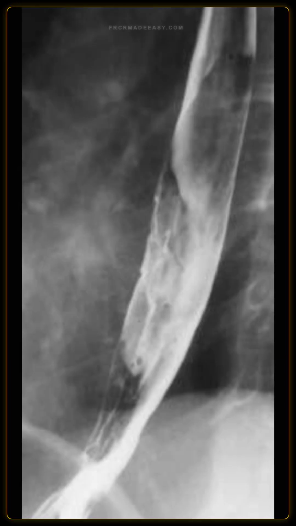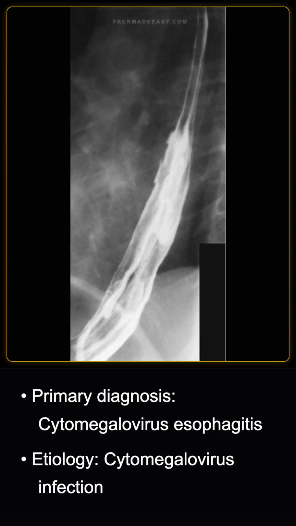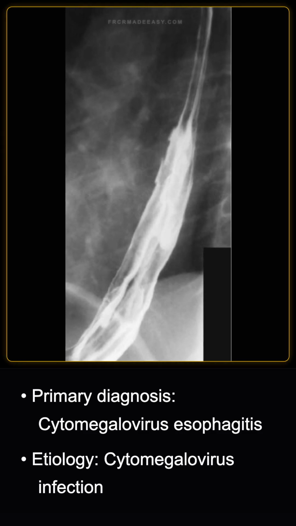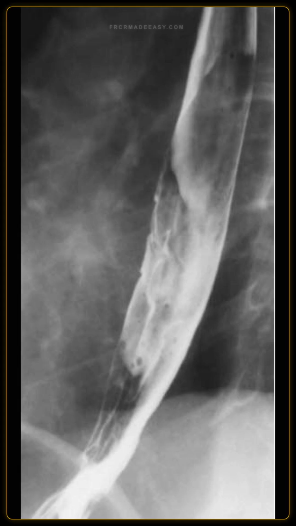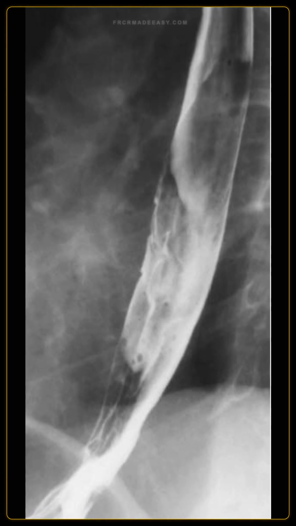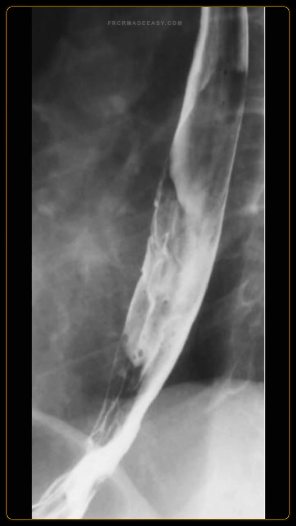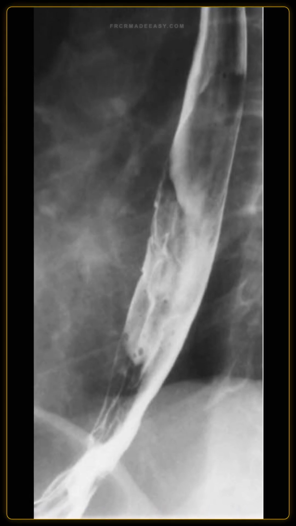What is your primary diagnosis? The primary diagnosis is cytomegalovirus esophagitis, also known as CMV esophagitis. Contrast the typical size and appearance of esophageal ulcers in CMV esophagitis versus herpes simplex virus esophagitis on barium studies.